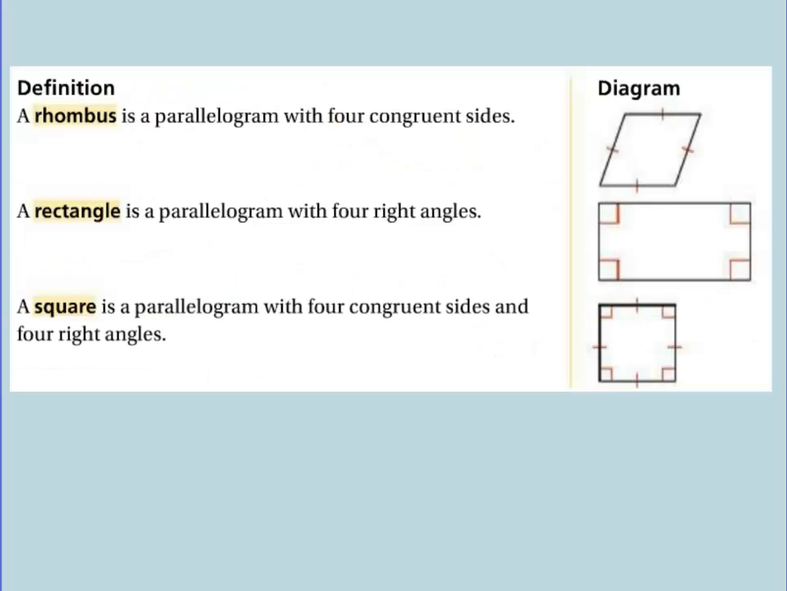Let's begin. Here are a few definitions just to remind you what these shapes are. A rhombus is a parallelogram with four congruent sides. A rectangle is a parallelogram with four right angles. And a square is a parallelogram with four congruent sides and four right angles. Just like this, so kind of a combination.